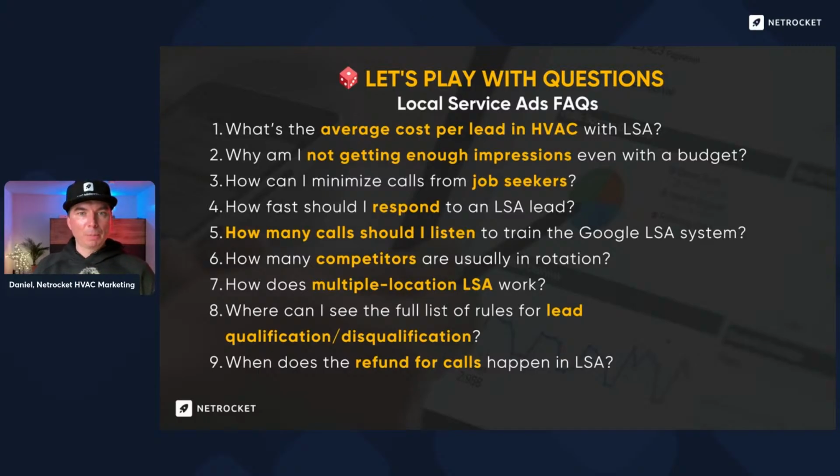How to minimize job calls from the job seekers? I already spoke about that. We don't need to worry about it, because we don't pay for the job seekers' calls.